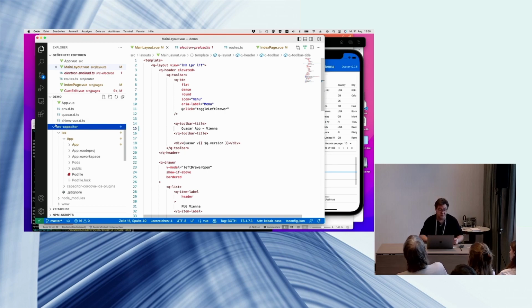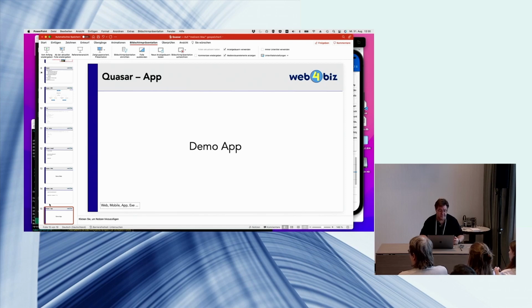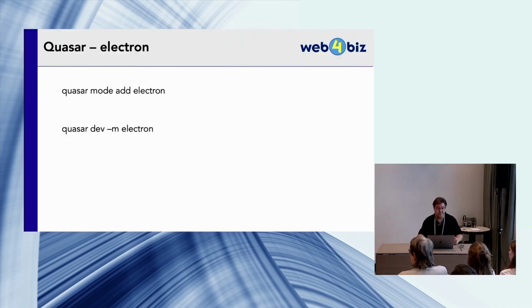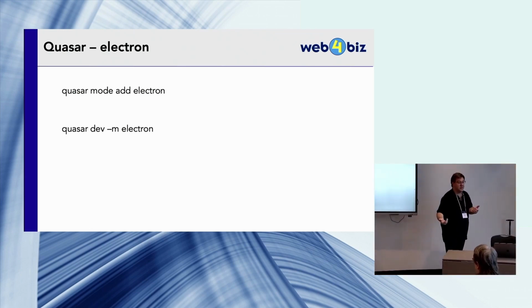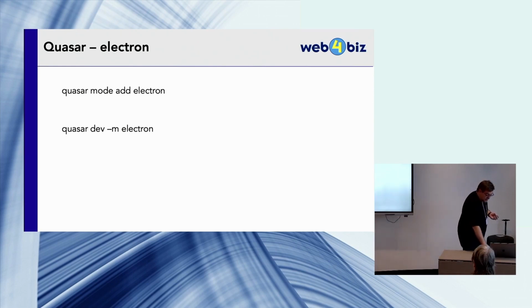So to make it a bit faster, we are going directly to the Electron part, and then we are doing a few small changes so that you can see what happens. The Electron part is nearly the same. So at the end, again, you're going quasar mode add electron in this case, and just quasar dev -m electron, so we are compiling it in the mode of Electron. Electron is an executable then.